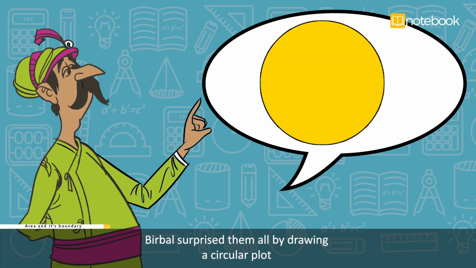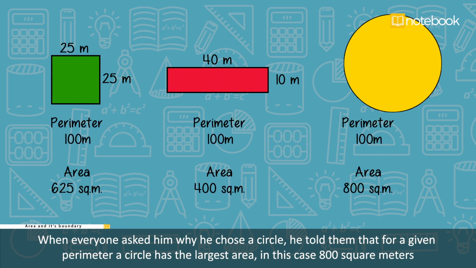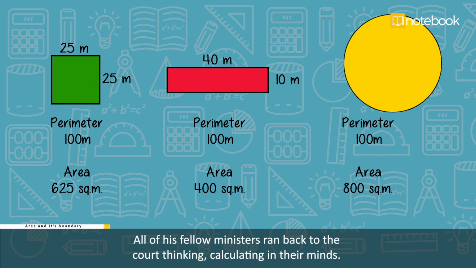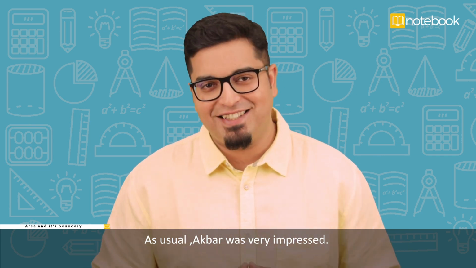Birbal surprised them all by drawing a circular plot. When everyone asked him why he chose a circle, he told them that for a given perimeter, a circle has the largest area. In this case, 800 square meters. All of his fellow ministers ran back to the court, thinking, calculating in their minds. As usual, Akbar was very impressed.